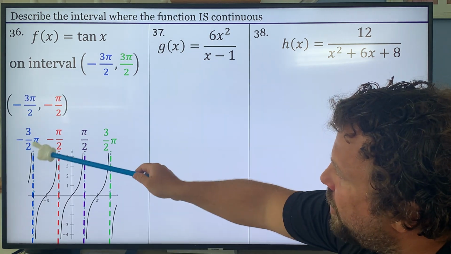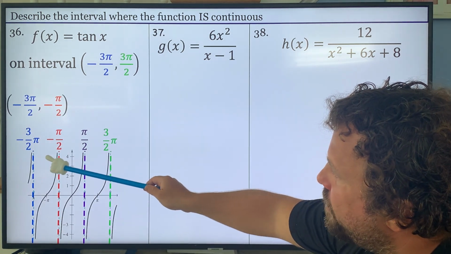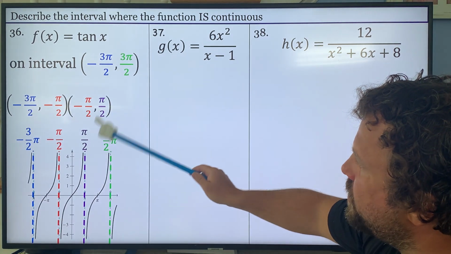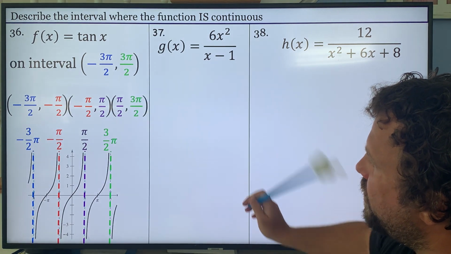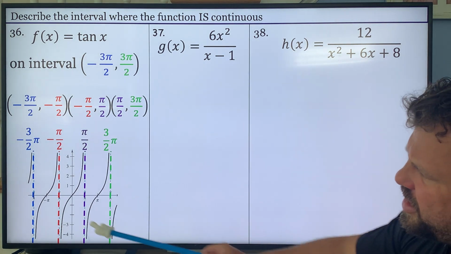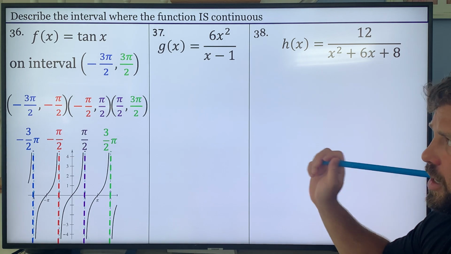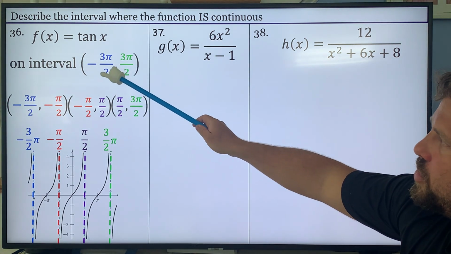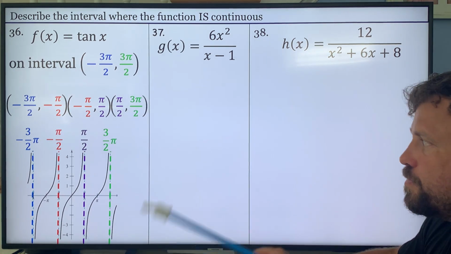All right? From negative 3 over 2 pi to negative pi over 2, parenthesis, negative pi over 2 to pi over 2, parenthesis, pi over 2 to 3 pi over 2. It's also this little piece, but we don't know where that ends. We don't know where that begins, so I just keep that. Oh, it said on this interval. So that's your start point, and that's your end point.